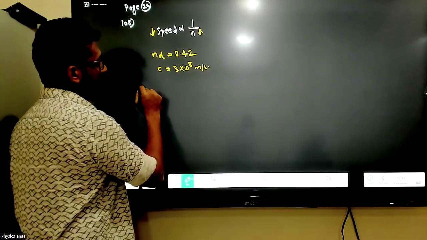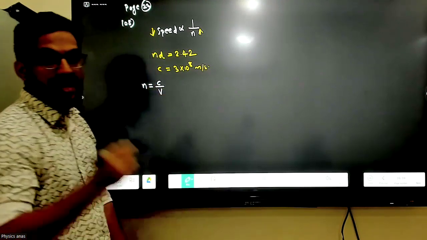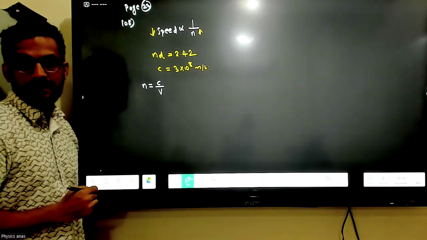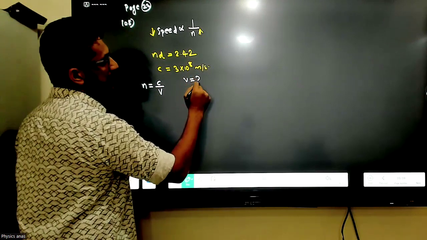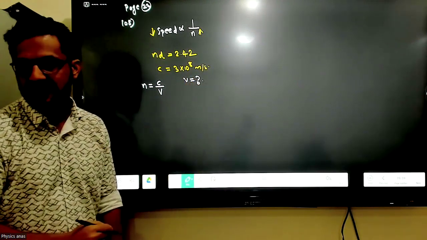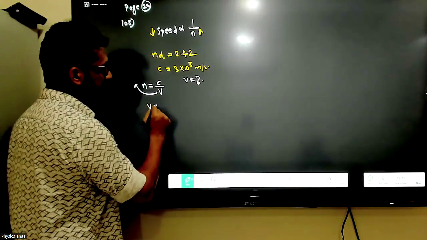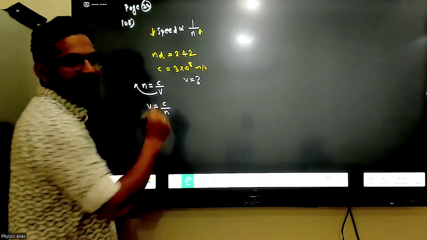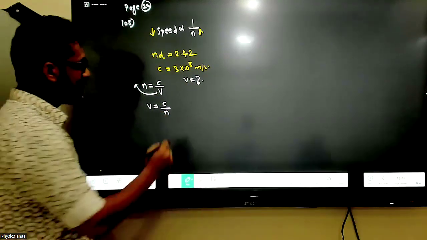So we have the equation for refractive index, C by V. How can you find the value of V? V is asked in the question: what is the speed of light in diamond? You can find V, just bring this V to the other side. V is C by N. That's V.